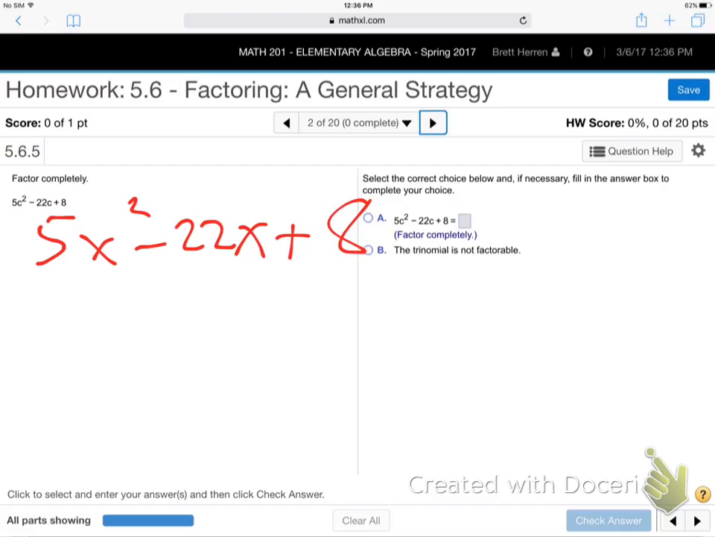What's the first question on every factoring problem? What's in common to all the terms? Is there some number that goes into 5, 22, and 8? No. Do they all have an x? No, the 8 doesn't have an x. So no, nothing in common. So skip the one big parenthesis, which we usually skip. Go right to the two.